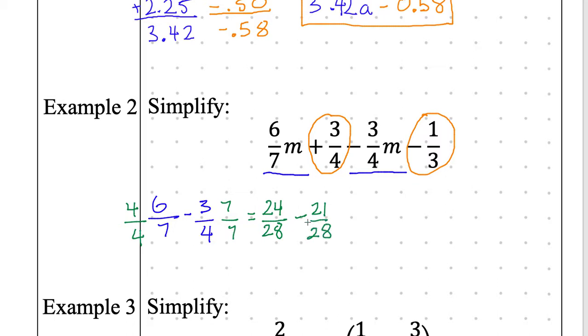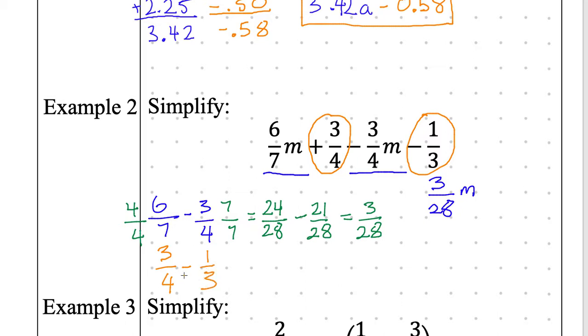Now that I have like denominators, I can actually subtract these. 24 minus 21 is 3, so 3/28. And of course we were talking about m, so my final answer I'll leave over here in the far right is going to be 3 over 28m. And then I need to do some more scratch work to find what 3/4 minus 1/3 is. So our new problem is, what is 3/4 minus 1/3?